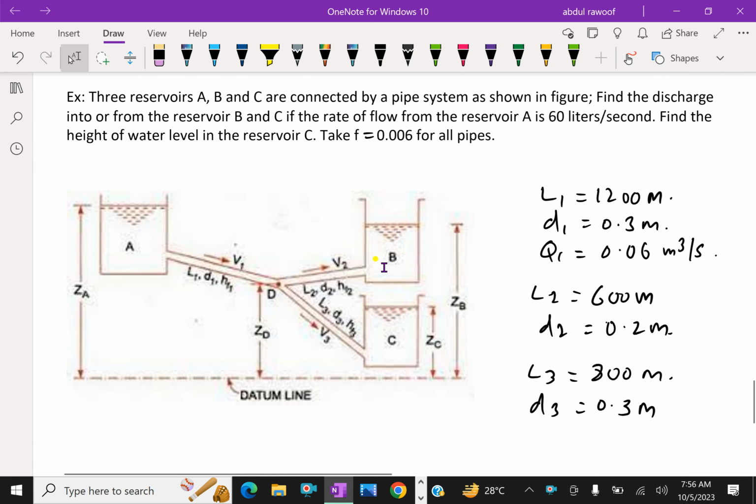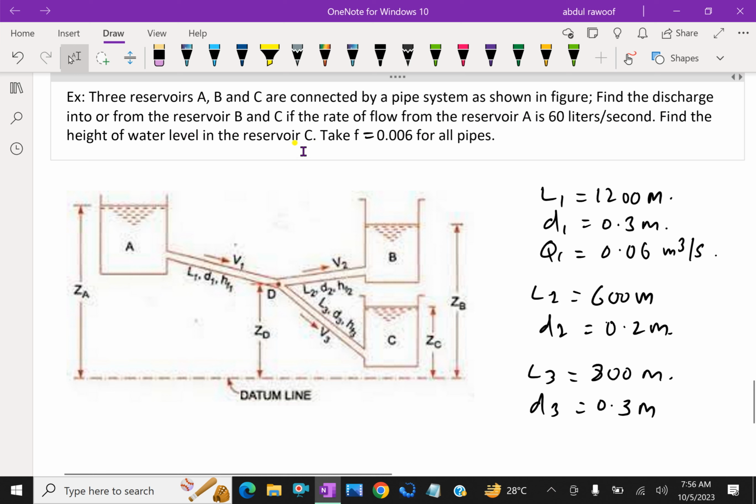Look at this example. Three reservoirs A, B, C are connected by a pipe system as shown in the figure. Find the discharge into or from the reservoir B to C if the rate of flow from the reservoir A is 60 liters per second. Find the height of water level in the reservoir C. Take f, that is the Darcy coefficient, as 0.006 for all pipes.